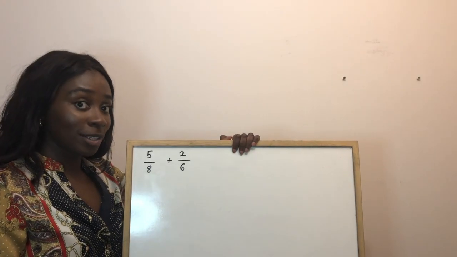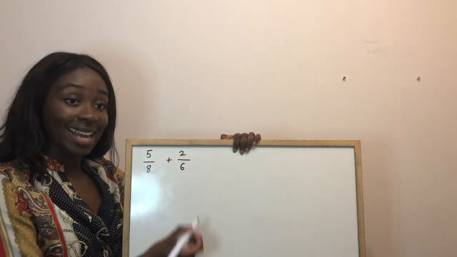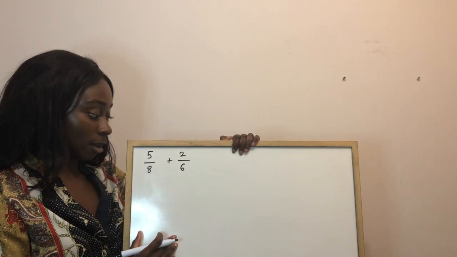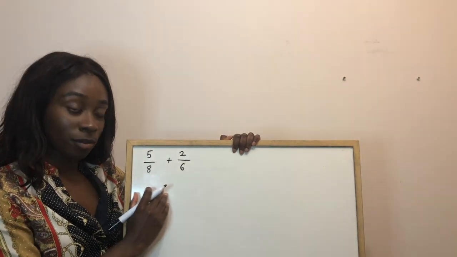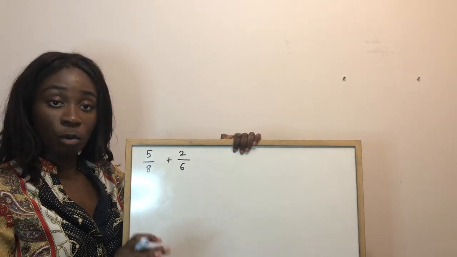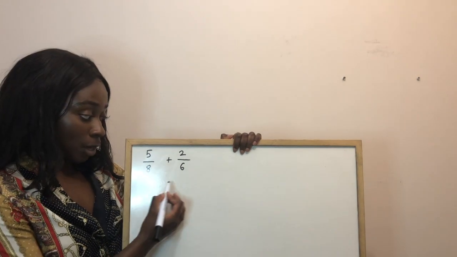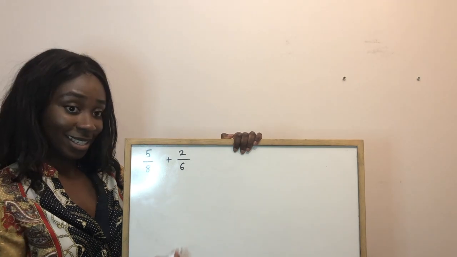So here we've got another example. We've got 5 over 8 add 2 over 6. So what we need to do, as we did in the previous example, is find a multiple that both of these numbers go into. So if you want to pause the video and think of a number, that's fine. So a number that's a multiple of 8 and 6 is 24.